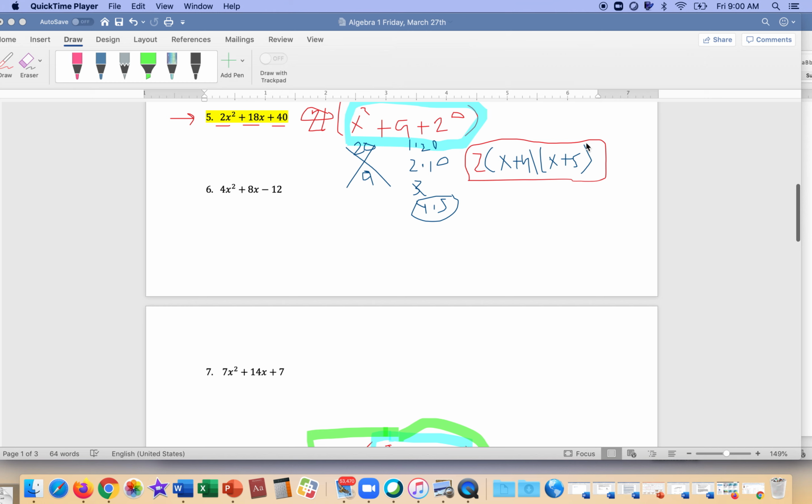So over here, I did it in blue. The blue is what we had highlighted when we broke down the highlighted part.